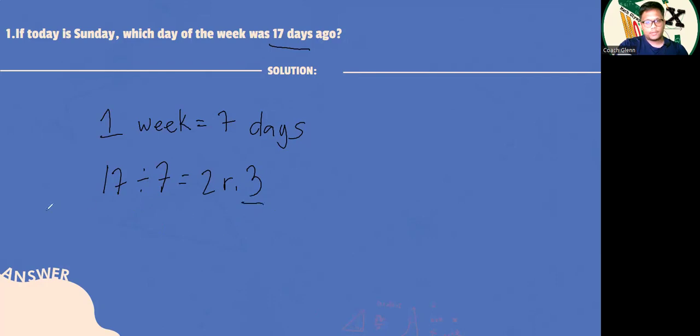Now, after getting the remainder, that's the number of days we need to count starting from Sunday to make it shorter. So Sunday, we need 3 days. So next is Monday. Next is Tuesday. Wait, this is ago. So that means we're going to count backwards, okay? So counting backwards, the day before Sunday is Saturday. Next, that's gonna be Friday. And finally, Thursday. So the final answer here should be Thursday.